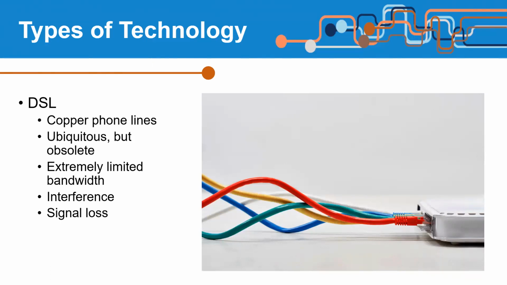It's extremely limited bandwidth. It is subject to interference, and the signal loss happens because the signal degrades the further you get from the central point where the data was sent. And we're talking about maybe a maximum of 2,000 feet that you could have a signal go over a copper phone line. So the further you get away from it, the worse the signal is, and the harder it is to transmit data using this particular technology.